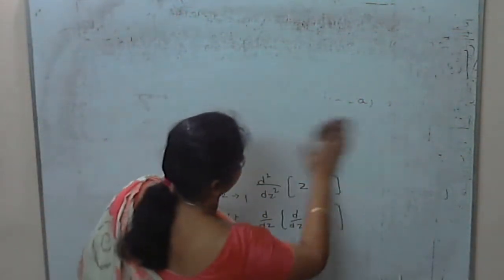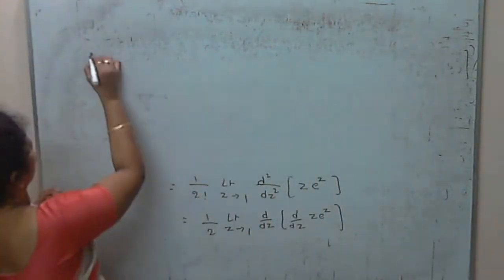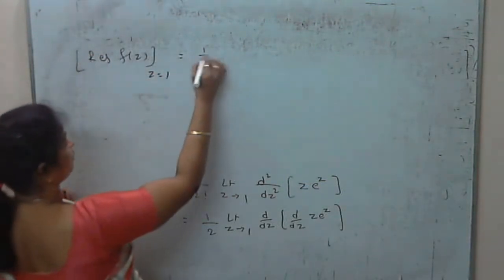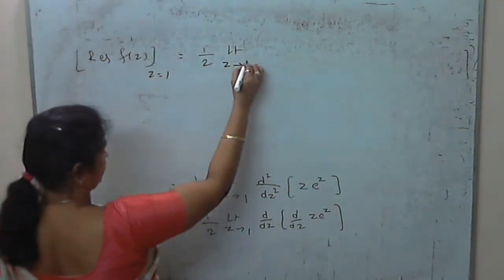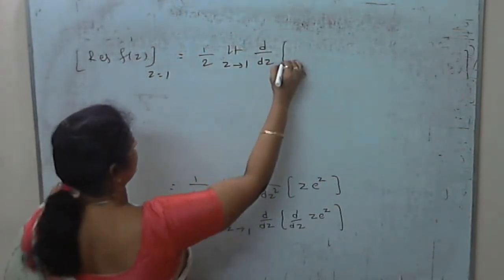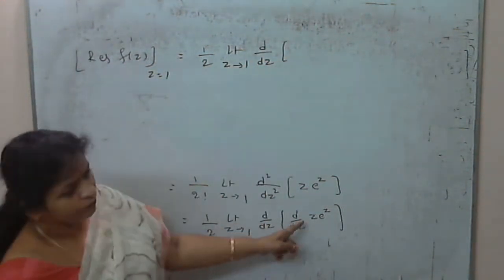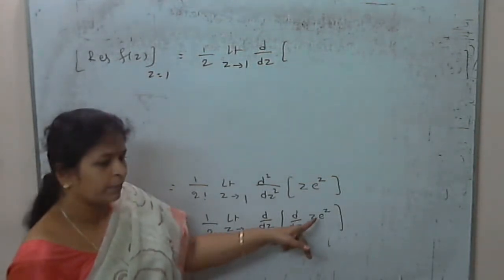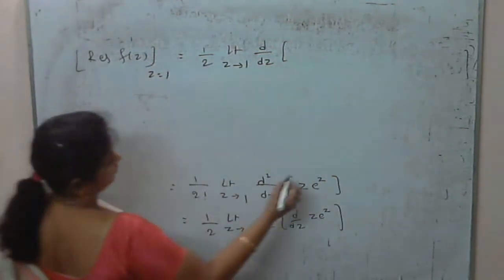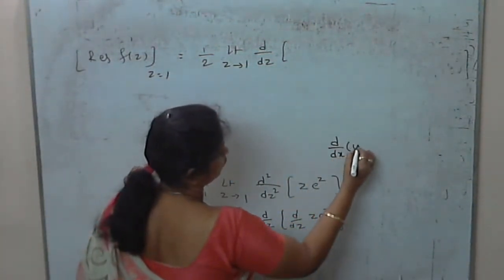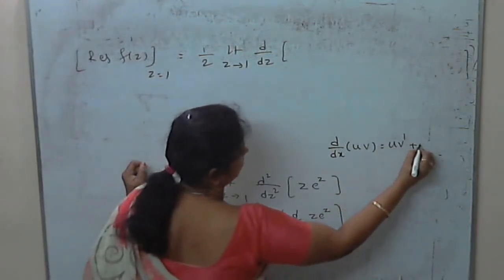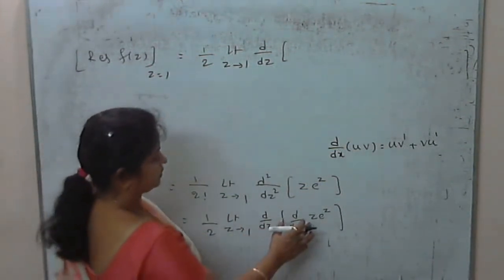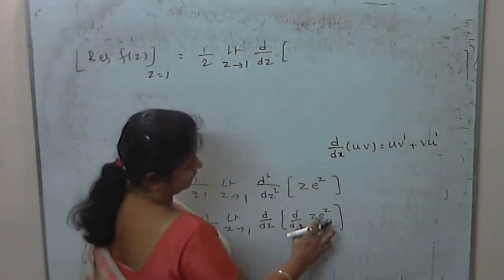So residue of f of z at z equal to 1 is 1 by 2, limit z tends to 1, d by dz of z e power z. How can you differentiate it? There are two terms, z and e power z, so you have to apply the product rule. What is the product rule? d by dx of uv is u v dash plus v u dash. There are two terms. So first z is u, e power z is v.